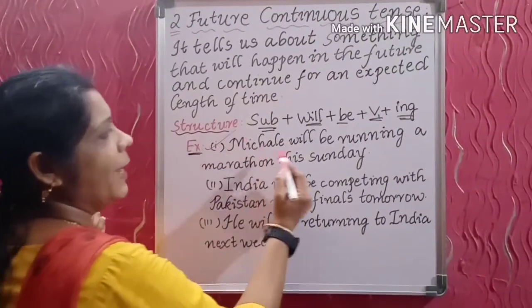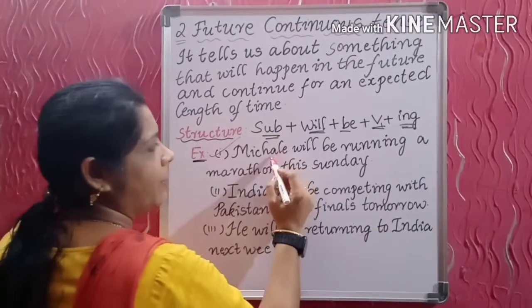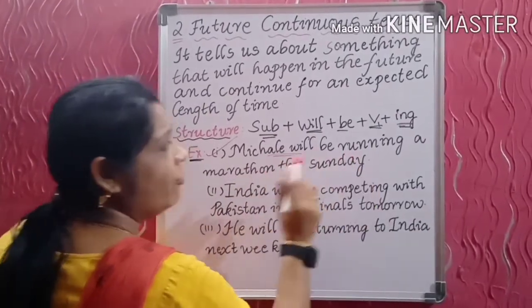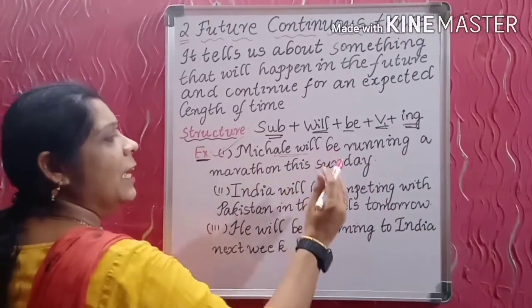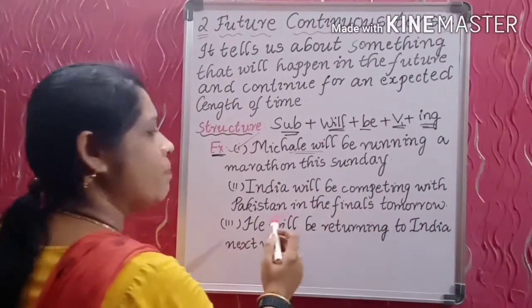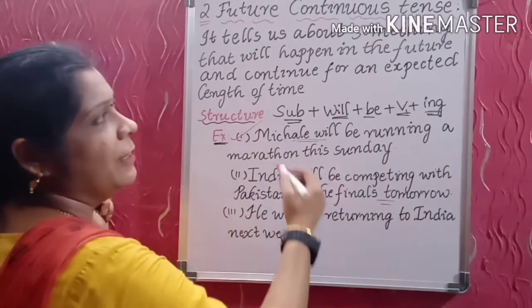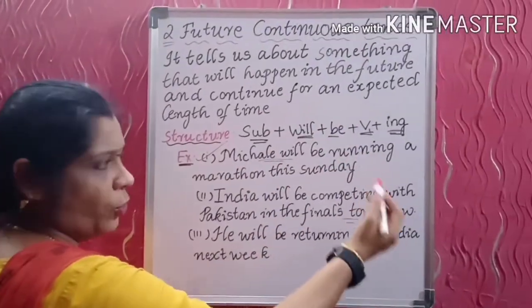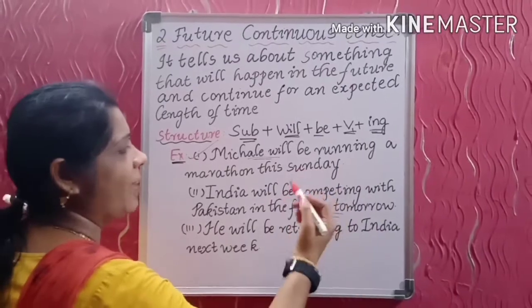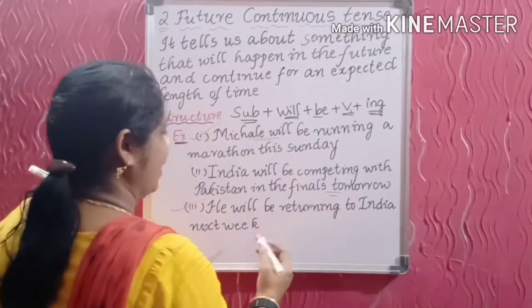Michael will be running a marathon this Sunday. So something that will start in the future. It will take some time on Sunday. Second one, India will be competing with Pakistan in the finals tomorrow. Some action will take place in the future. Some ongoing progressive action.